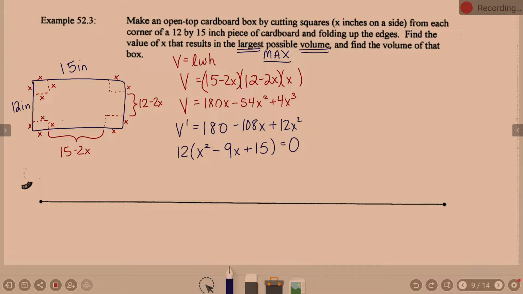So I set it equal to 0. I factored the 12 out. Technically, because it's an equation, you can divide both sides by 12, and that 12 doesn't even have to be there. So really what we need to be concerned about is x squared minus 9x plus 15 equals 0. What's the unfortunate realization? It doesn't factor. You can't get a product of 15 and a sum of negative 9. So what's the backup plan? The quadratic formula.